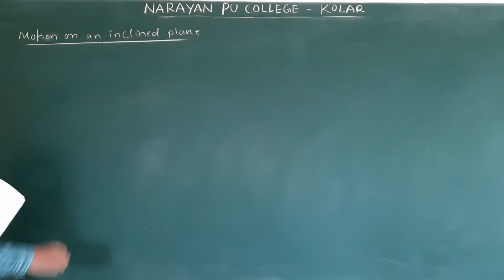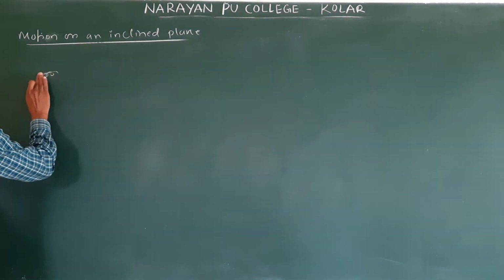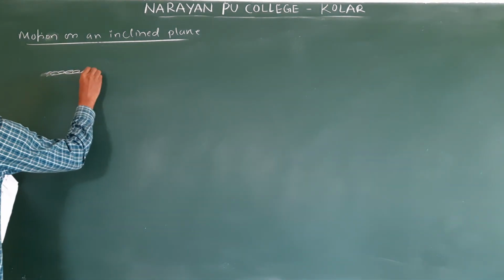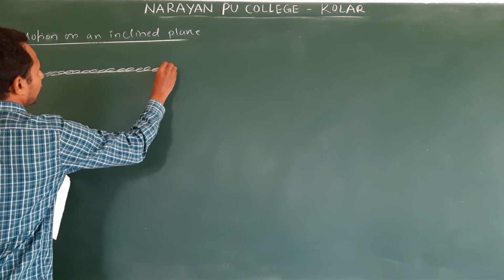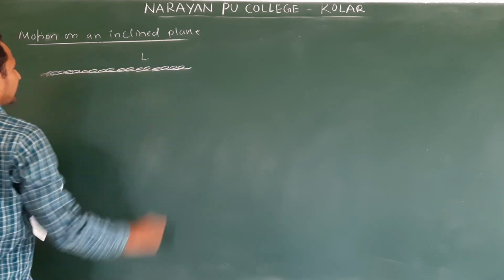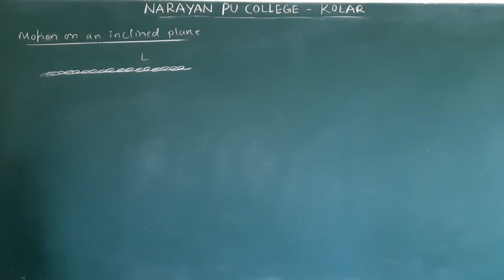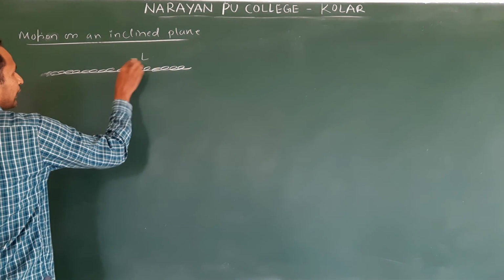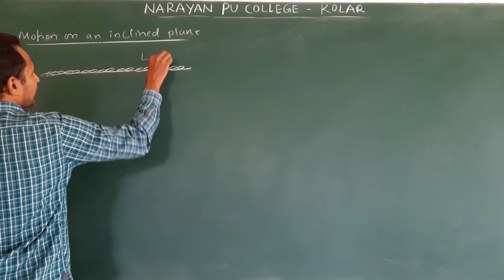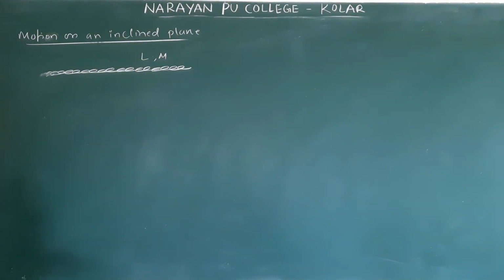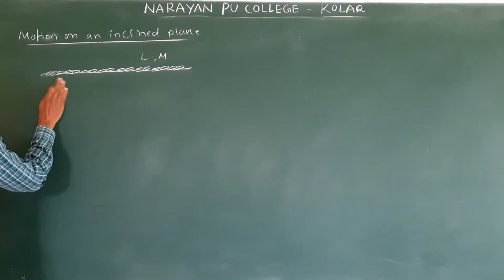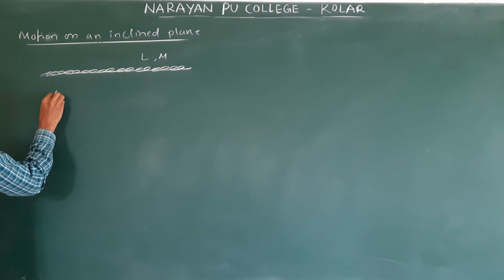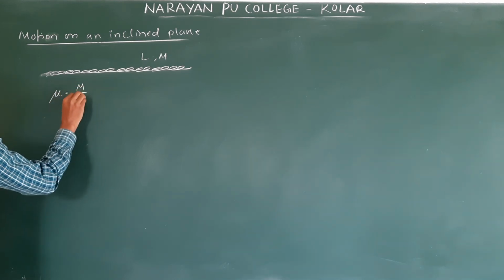Okay. So consider this is the chain of length L. They did not mention the mass. Okay, so let us take the total mass as M. Here I am taking the linear mass density mu, so mu is equal to M by L.